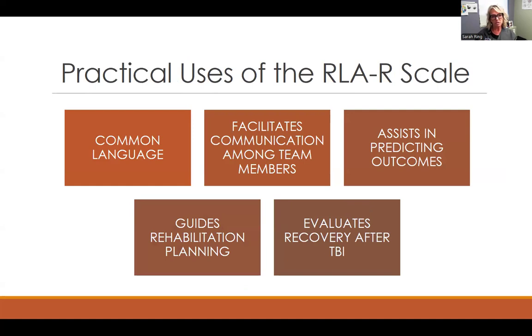Now, there are several practical uses for this scale. I feel like I'm kind of doing a sales pitch because I really do feel like it's hard to talk about brain injury without talking about the Rancho levels. So I hope that you can appreciate the fact that a standardized tool or common language allows healthcare professionals to better understand a patient's abilities, their impairments, and be speaking the same language. Everyone is on the same page.